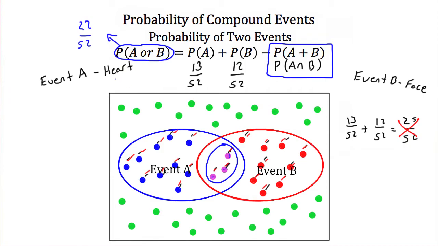So if we ever want the probability of A or B, that's just equal to the probability of A plus the probability of B minus the probability that both A and B are satisfied, or the intersection of A and B.